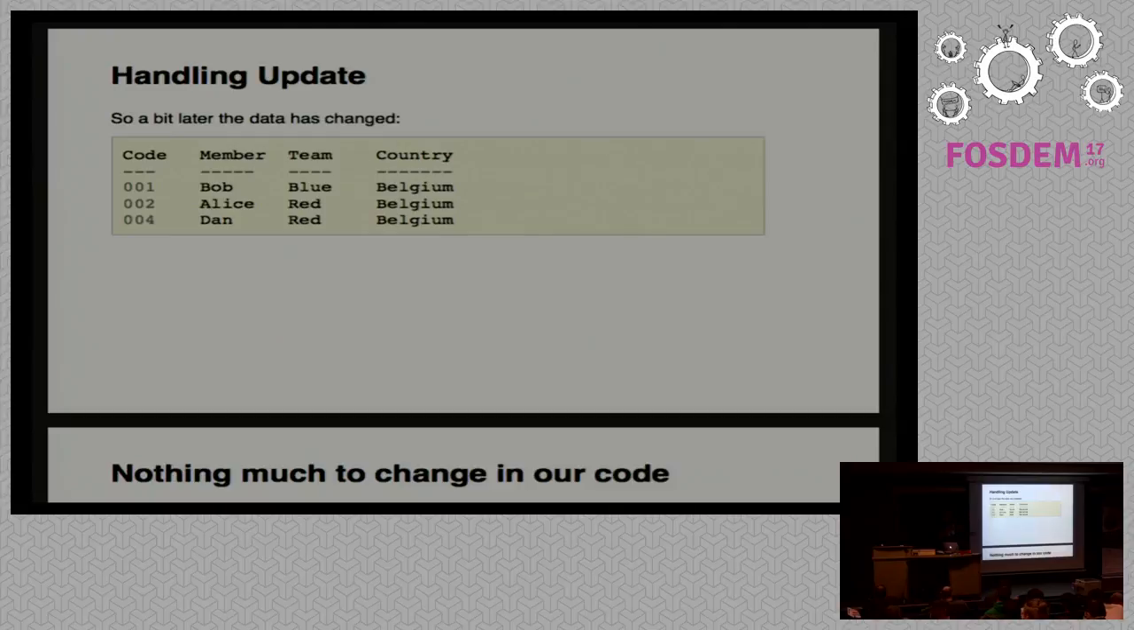So this is quite easy until now, but the big problem when you work with external data is that you also have to update it, you have to maintain it. So this is our new data. Let's say we have scraped a website or downloaded something. So Trudy has disappeared, and Dan is now in a red team in Belgium. It was in Holland.